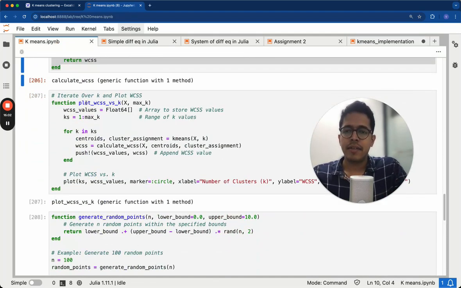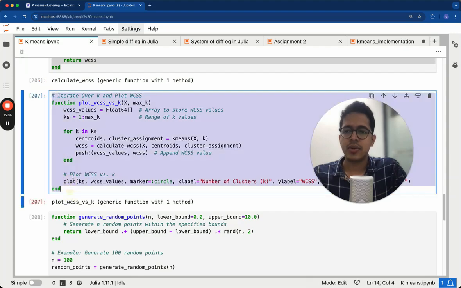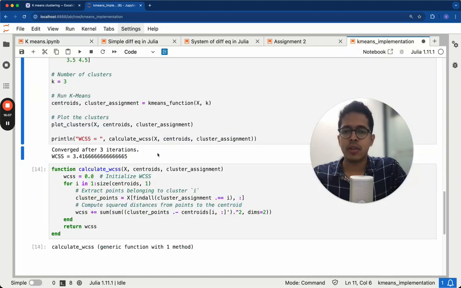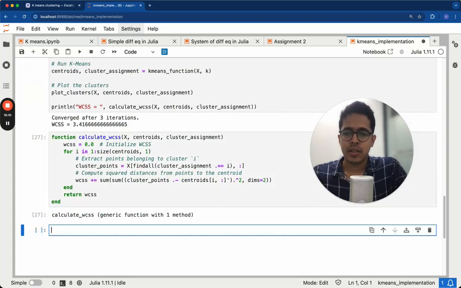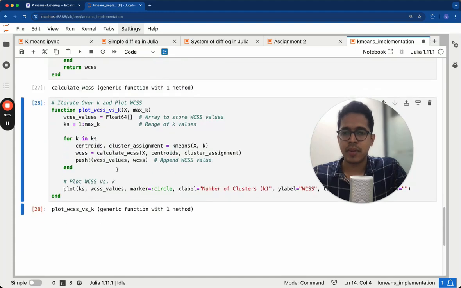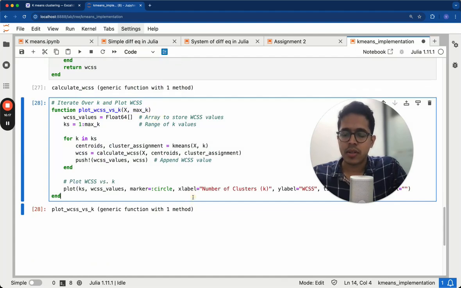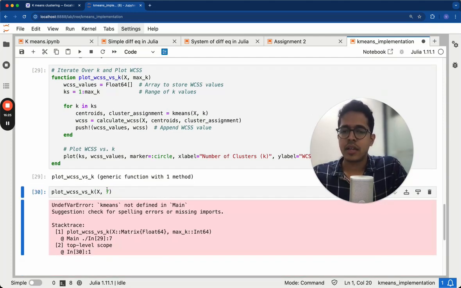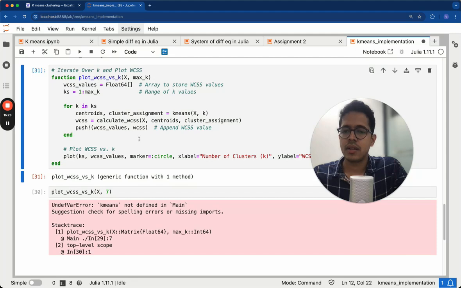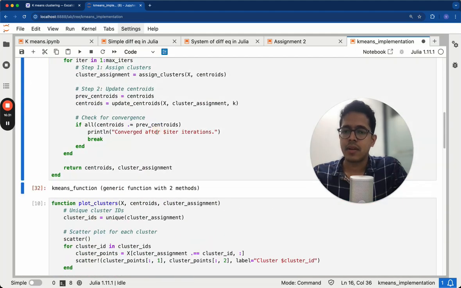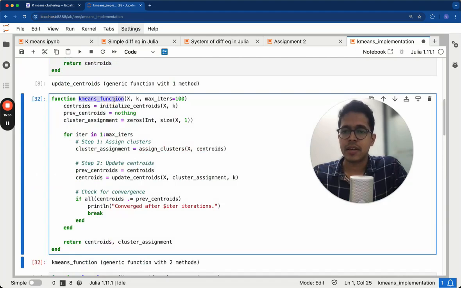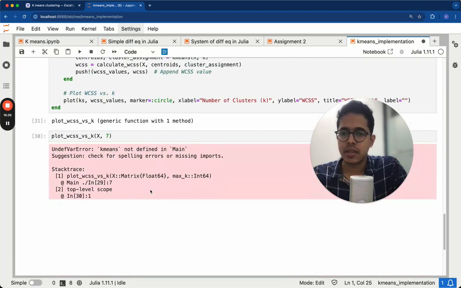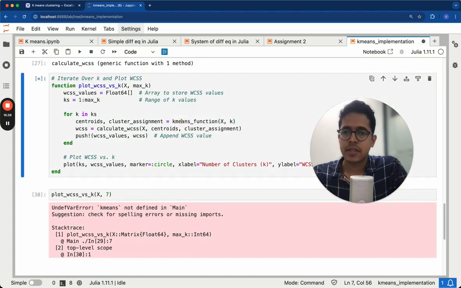But instead of believing me, we can also plot this so that you can see that the elbow exists at k equal to 2. So I'm running this for, okay, I have to call this function plot, x comma max of k. Max of k could be, let's say, 7. K means not defined in main. Okay, it's the k means function, so I just need to change that.